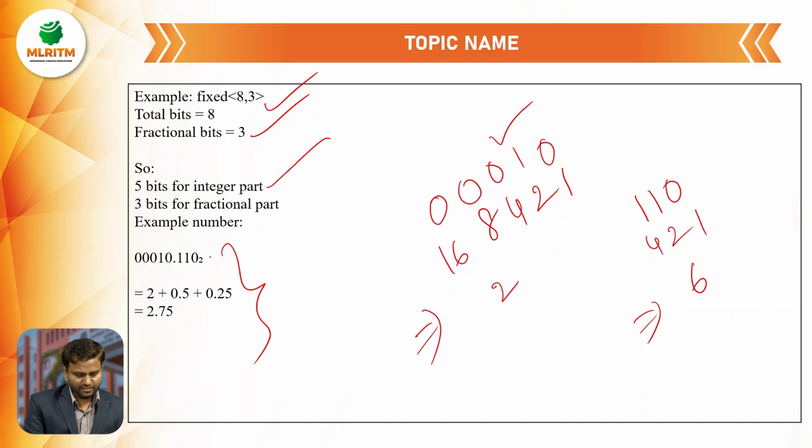Here the fractional part will be considered as 0.5. Of the fractional numbers, one can be called 0.25, another one called 0.5, and 00010 we can calculate as 2. It will be completely 2.75. It is equivalent to 2.75 mostly, right? Here we calculated the fixed point, one of the examples.